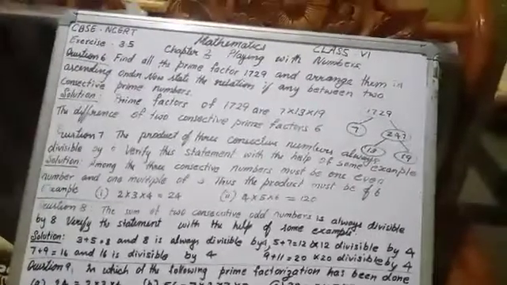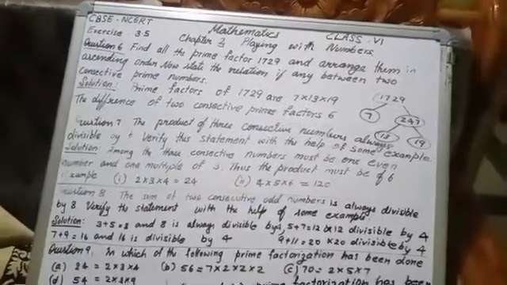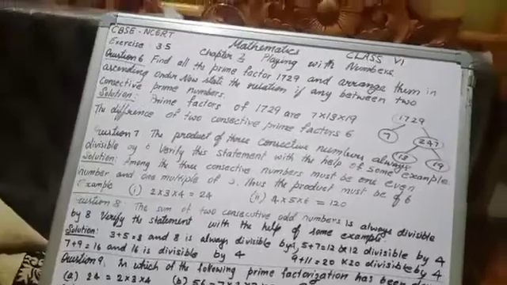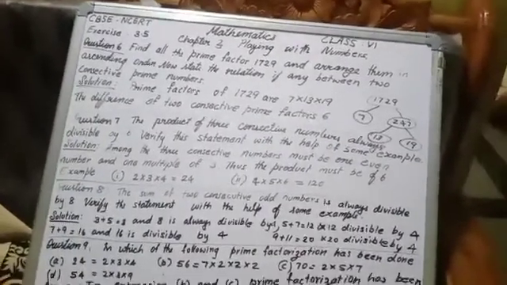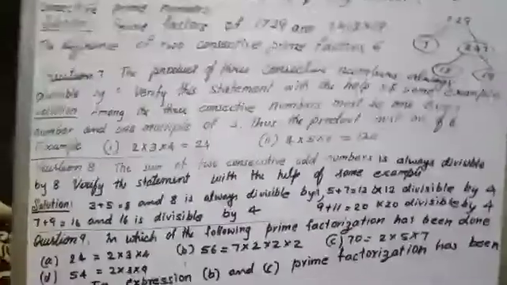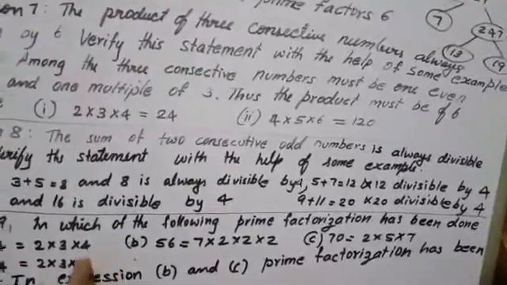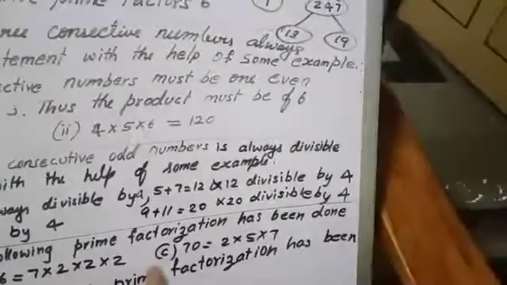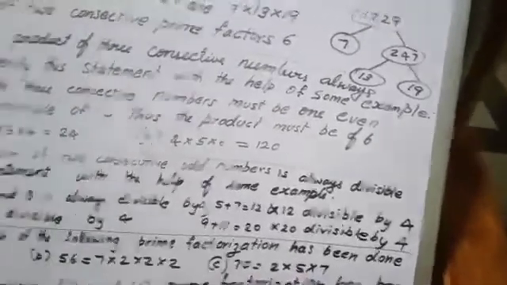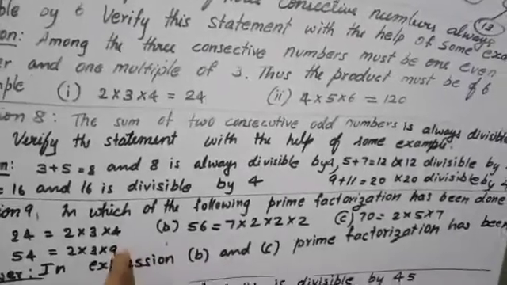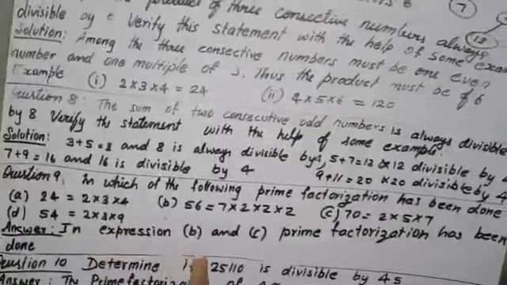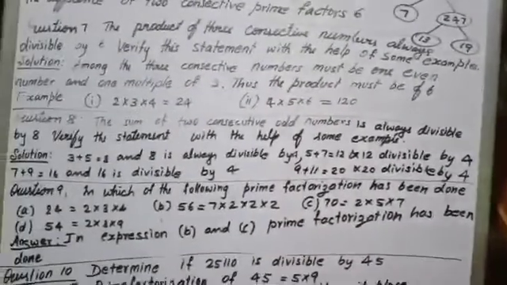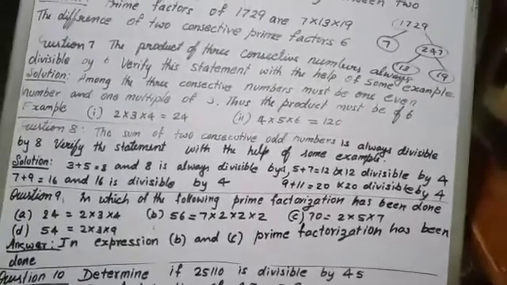In which of the following has prime factorization been done? You have to observe that 24 is written as 2, 3, 4. Here you can see that there is a 4, and 4 is not a prime number. So these are the prime numbers: 2 is prime, 5 and 7 are also prime. But 9 is not a prime number. So in the expressions B and C, prime factorization has been done.